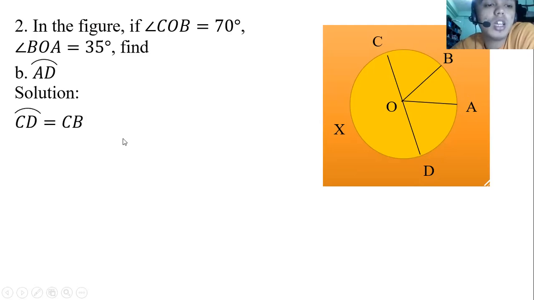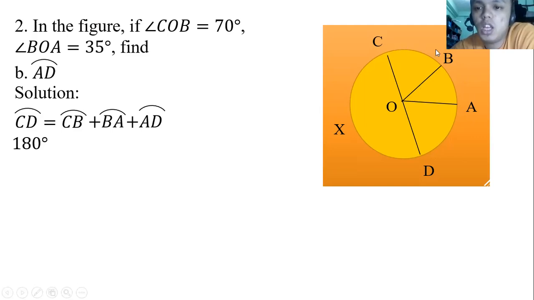Now, unahin natin kay CD. CD is equal to CB plus BA plus AD. Okay? So si CD, itong buong CD, equal daw siya kay CB plus BA plus AD. Now, ano yung arc measure ni CD? 180 degrees. Why? Kasi CD, from C to D, we can form a semicircle here. So semicircle, kalahati ng circle is equal to 180 degrees kasi yung buong revolution o yung buong angle measure ng circle is 360 degrees.